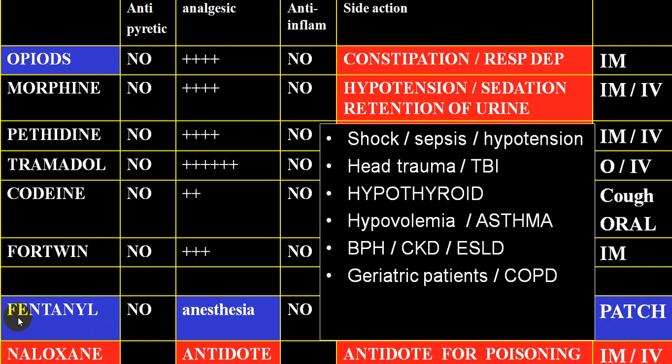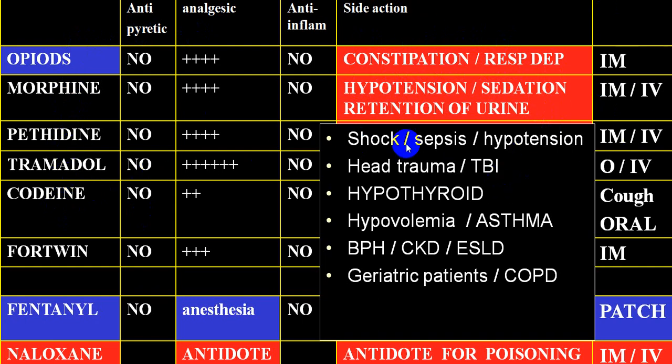The common side effects of all together we take: constipation is very common, respiratory depression is very common, hypotension, sedation, retention of urine. These are the most common side effects of nearly all opioid groups: opioids, semi-synthetic, synthetic, natural, etc.